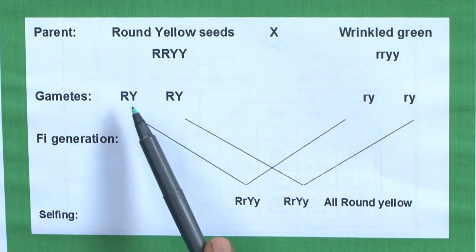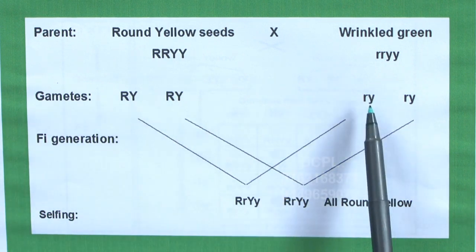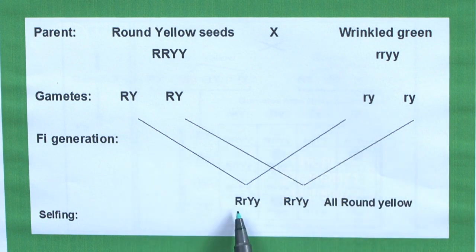After fertilization, this is one gamete, this is another gamete, and we get the F1 individuals, that is all in heterozygous condition. All the plants produce round and yellow seeds because of the law of dominance. In the presence of a dominant gene, the recessive gene does not express, and hence all the plants in the F1 generation produce round and yellow seeds.